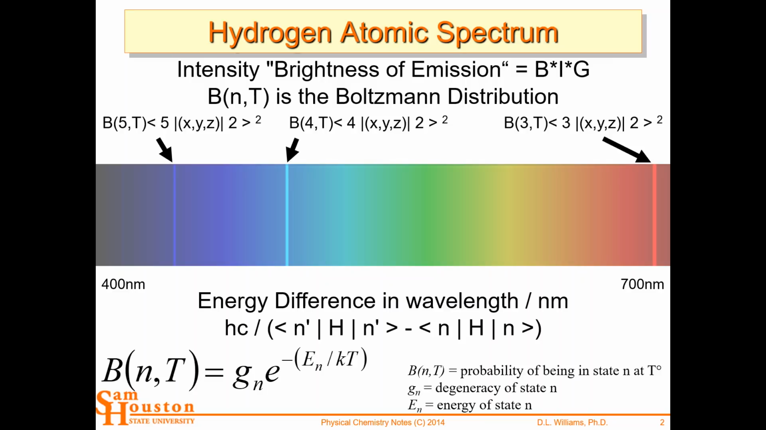Now the need for these term symbols will be shown first, and that's the Grotrian diagram. This was the hydrogen atomic spectrum. Remember, the intensity of a spectroscopic transition is related to three things: that Boltzmann distribution, which gives you the thermal population, and then the I, that's the transition moment integral, and then G was the line shape, the Gaussian type line shape, if it's a normal distribution.